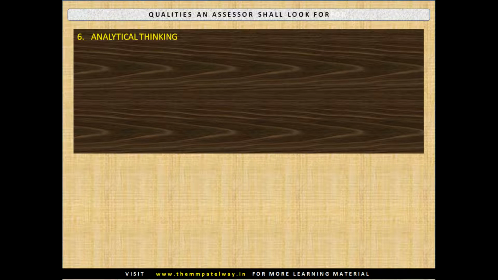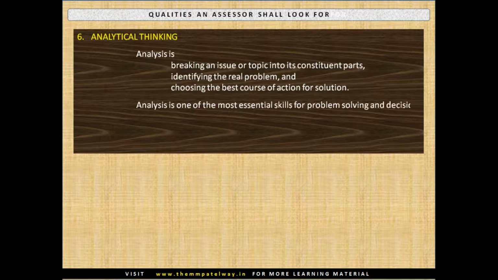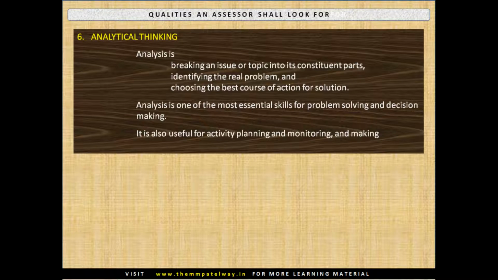The next is analytical thinking. First, let us understand what analysis is. Analysis is breaking down an issue or topic into its constituent parts. The constituent parts will be smaller but identifiable and controllable. Identifying the real problem and choosing the best course of action for a solution. Analysis is one of the most essential skills for problem solving and decision making. It is also useful for activity planning and monitoring and making situational changes for better performance.